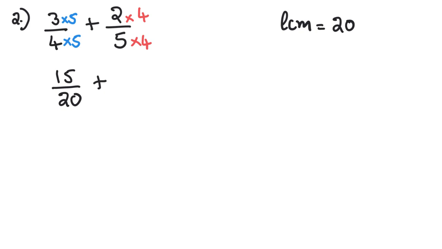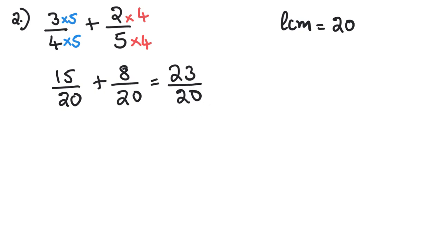Plus, let's see what happens to the second fraction. 4 times 2 is 8. 5 times 4 is 20. So it's 8 over 20. Now are the denominators the same? Yes. So we can simply add the numerators. So it is 15 plus 8 is how much? 23 over 20. Is this an improper fraction where the numerator is larger than the denominator?